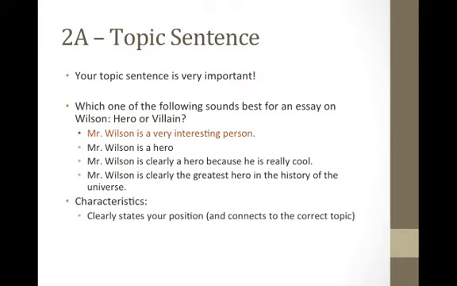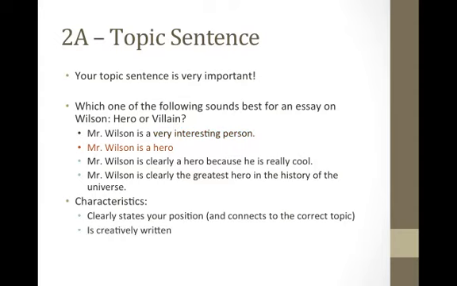First off, you want to make sure that you clearly state your positions. These are some characteristics of a high quality topic sentence. You need to clearly state your position and connect it to the correct topic. The first sample that we have up there, "Mr. Wilson is a very interesting person," doesn't really state a position, because could a villain be interesting? Yes. Could a hero be interesting? Yes. So it doesn't really state the position that we need. So that one is not a good sample.